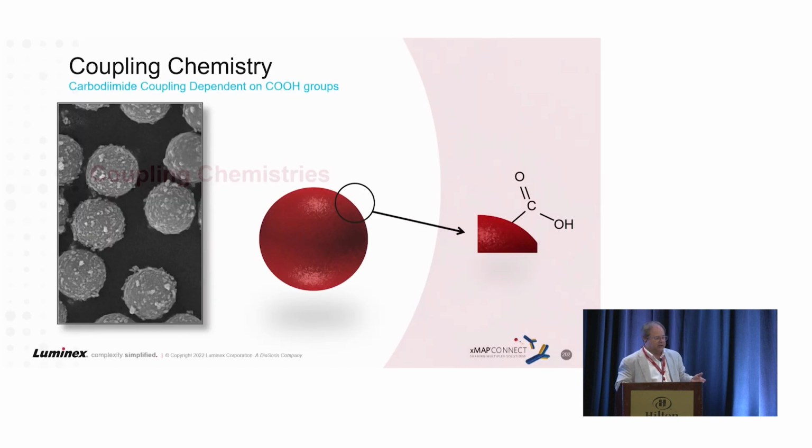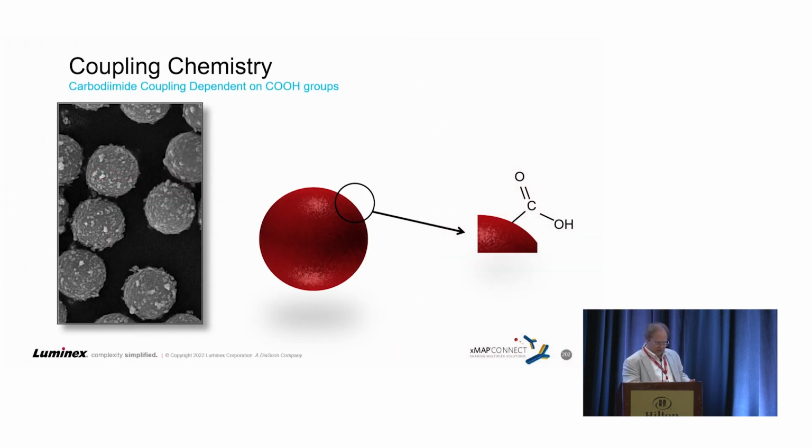First, coupling chemistries. Pretty much everything on the Luminex platform is dependent on the carboxyl group, where we activate this carboxyl group with EDC so that something that has an amine on it can couple to the beads covalently and not go anywhere after that.